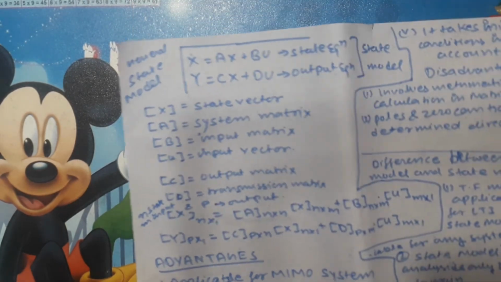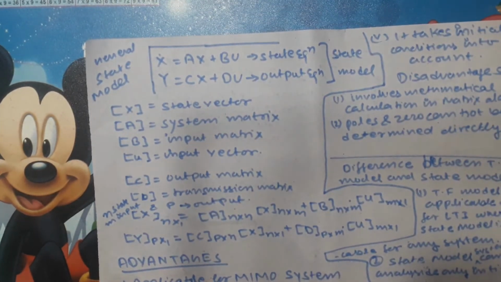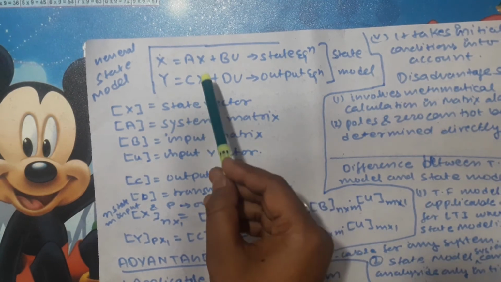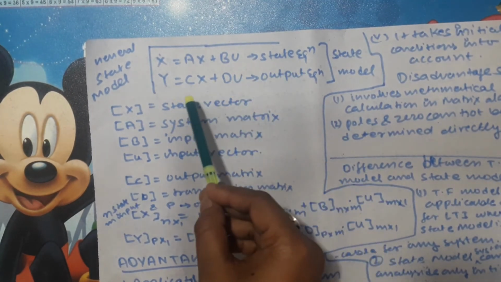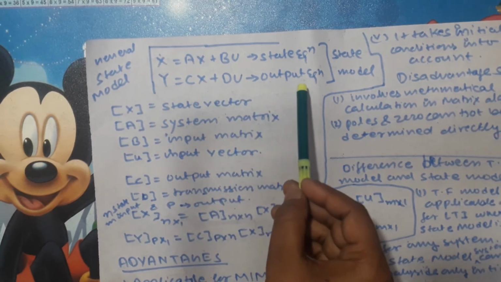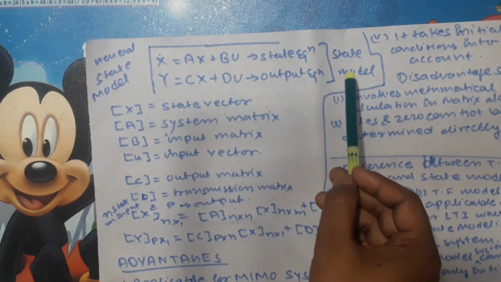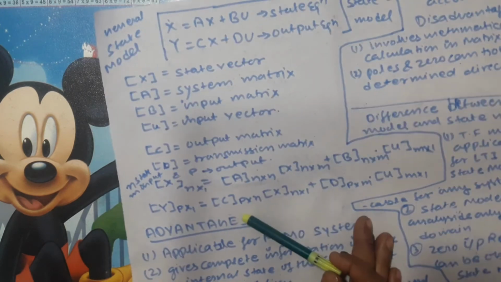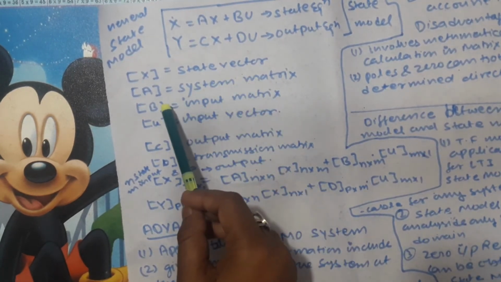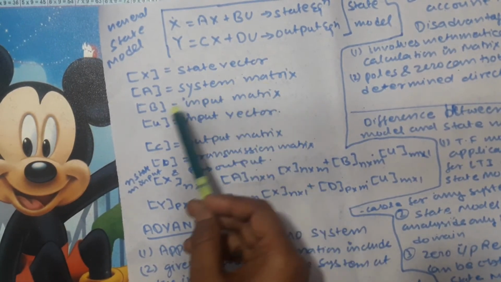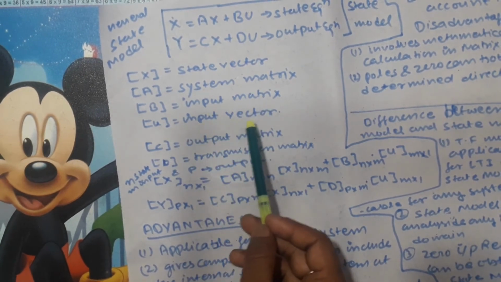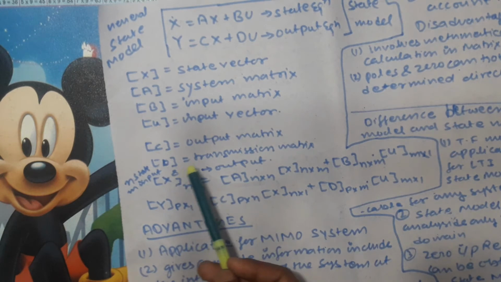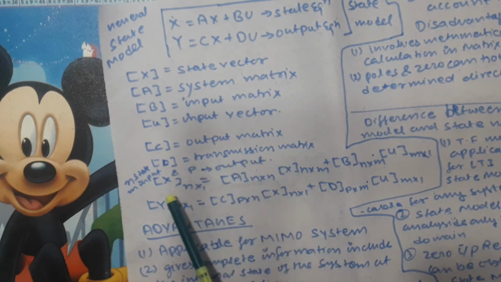Now the general state model. The general state model x dash equal to Ax plus Bu is the state equation, and y equal to Cx plus Du is the output equation. This whole thing is the state model. X is the state vector, A is the system matrix, B is the input matrix, u is the input vector, C is the output matrix, and D is the transmission matrix.